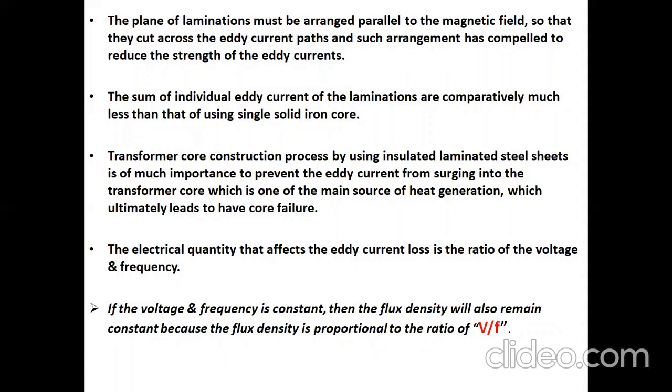The electrical quantity that affects the eddy current loss is the ratio of the voltage and frequency. If the voltage and frequency are constant, then the flux density will also remain constant because the flux density is proportional to the ratio V by F.